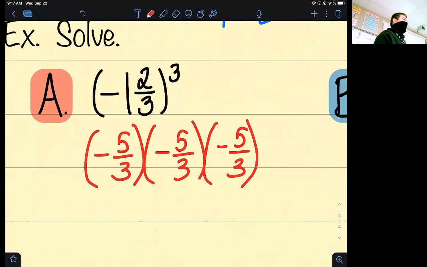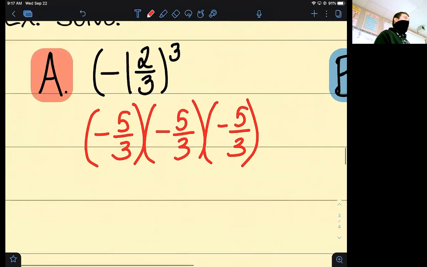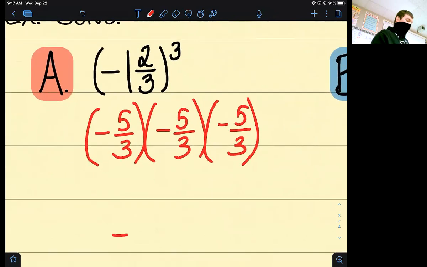It's back to being negative, isn't it? 2 of them will pair up, 1 won't. There's still 1 lonely negative, so the answer is going to be negative. What cancels? All the 5s cancel, right? Why don't the 5s cancel, Georgia? That's right, they're all on top.